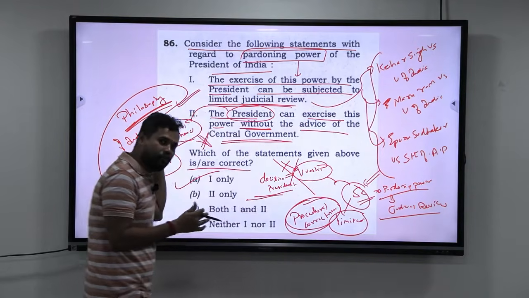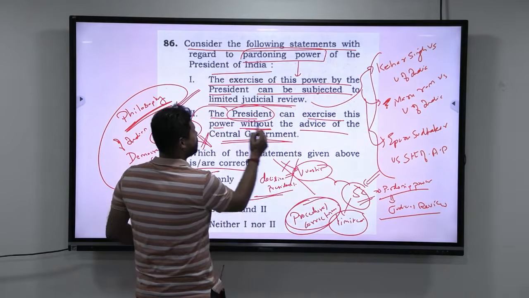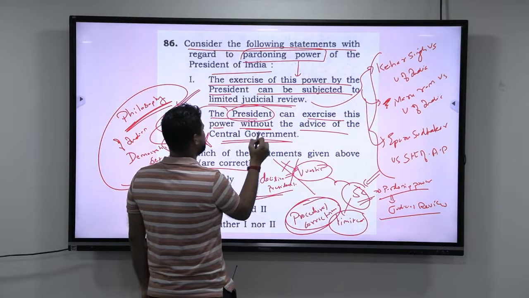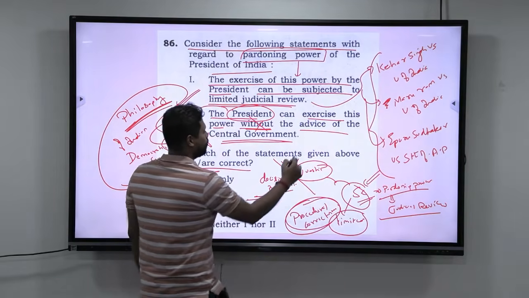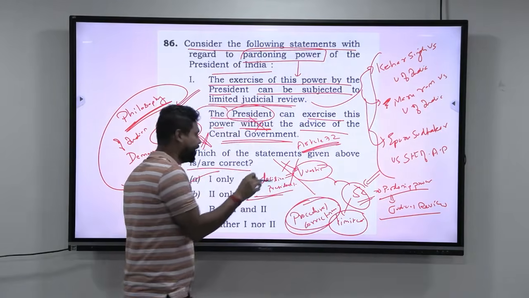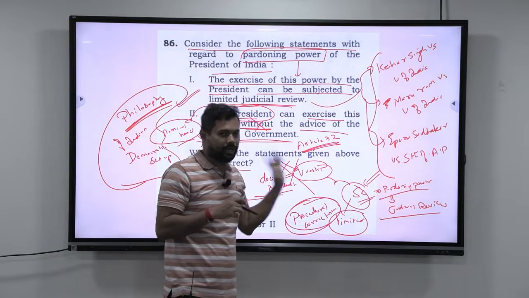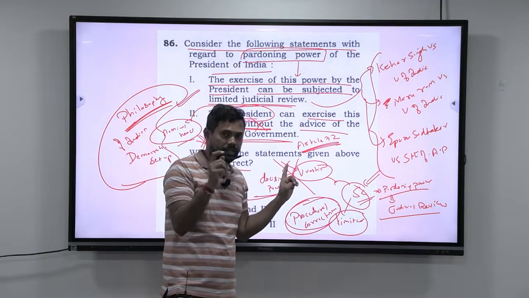But understanding the philosophy itself will give you this. You don't have to know all these things. But what you should know is the President can exercise this power without the advice of the central government is wrong. Okay. So you know that Article 72 provides the pardoning power of the President, but it has to be done with the aid and advice of the Council of Ministers headed by Prime Minister. So that is Article 72.